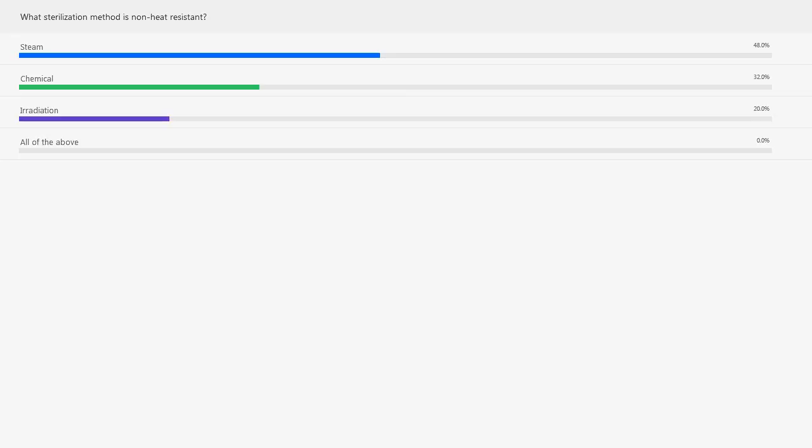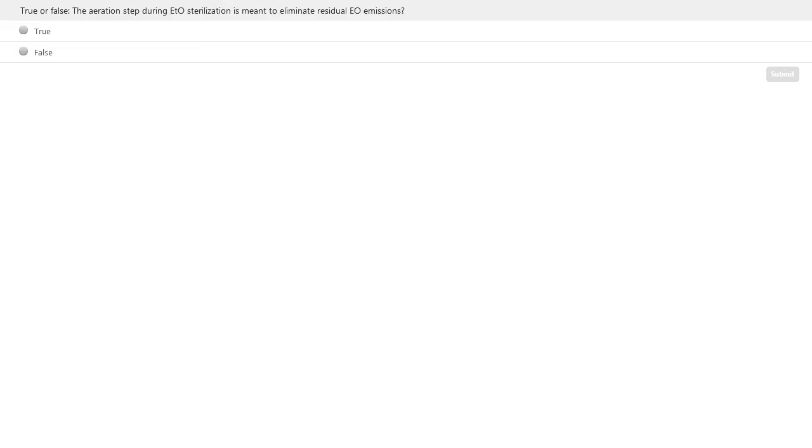So the last polling question is another true or false question. The aeration step during ETO sterilization is meant to eliminate residual EO emissions. Is that a true or a false statement? I'm going to leave it up here for just a couple of seconds in order for everyone to have time to go ahead and submit their answers.